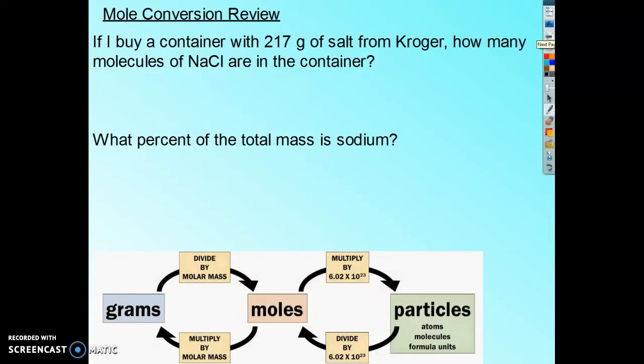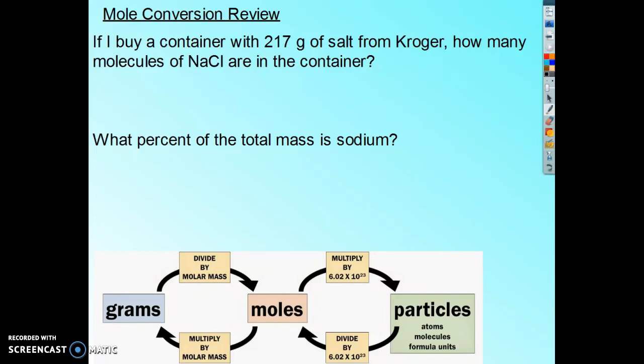Alright, so let's review everything together. If I was to buy a container of salt from the store, and I put it on the scale in the lab and found that it weighs 217 grams, we want to know how many molecules of sodium chloride, which is the same thing as salt, are in our container. Let's ignore the container itself. Let's pretend it doesn't matter. I could have dumped it all out onto the scale. Alright, so I've got an initial amount of grams, and I want to go all the way to molecules.